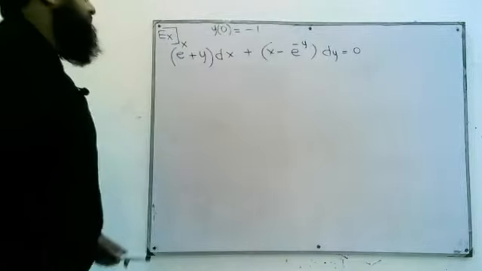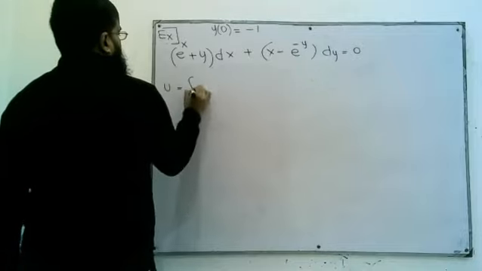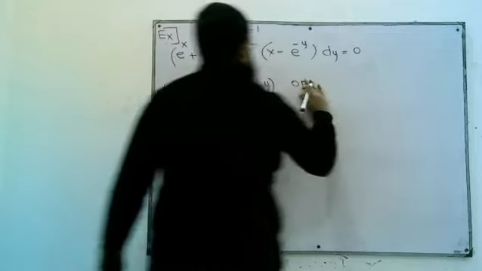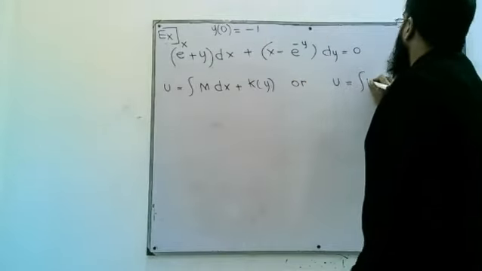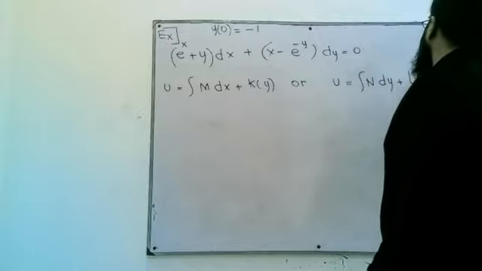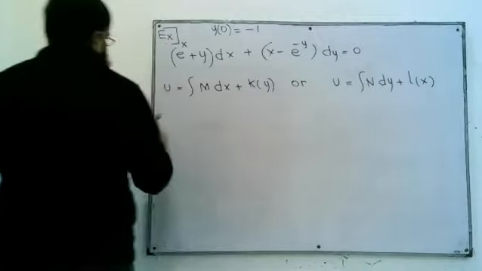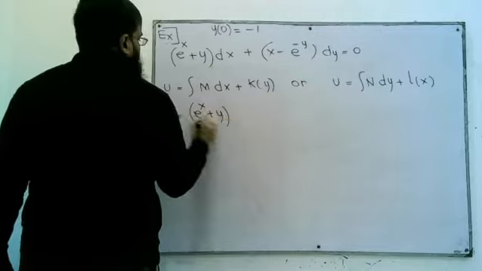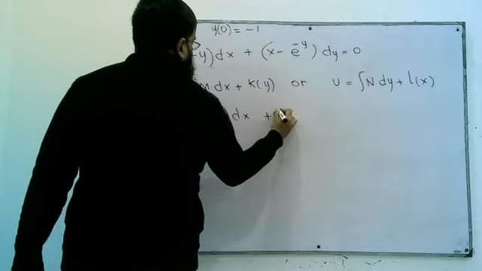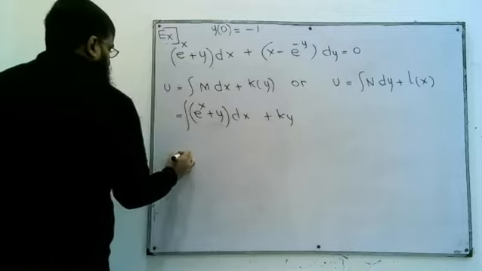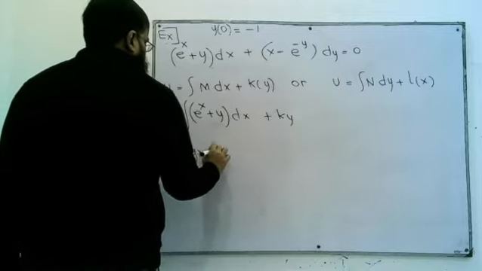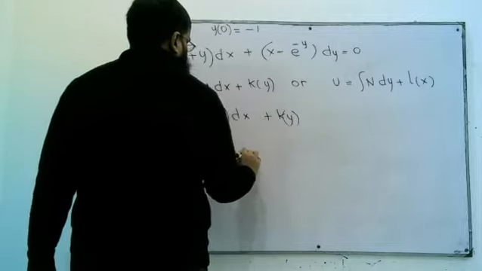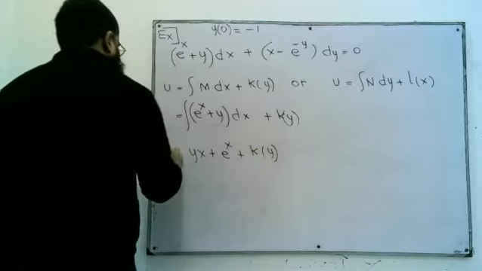Either u is equal to the integral of M dx plus k of y, or we can use the integral of N dy plus L of x. So M is e to the x plus y, so I have to integrate this with respect to x. So this is y times x plus e to the x, since the integral of e to the x is e to the x, plus k of y. So this is u.